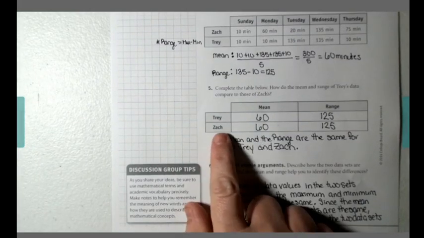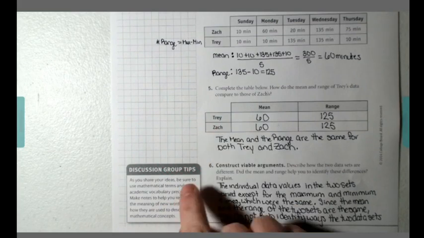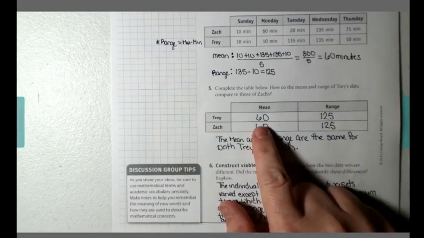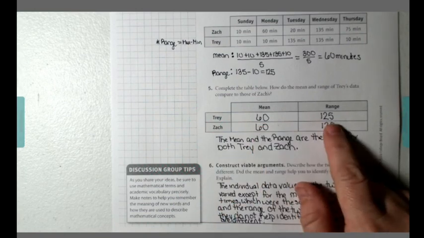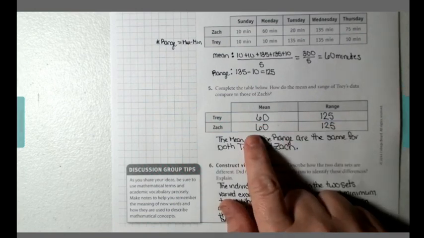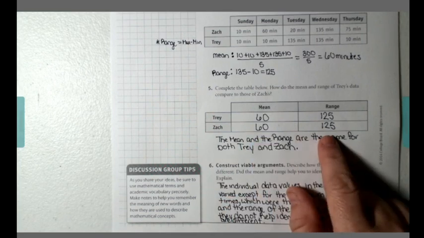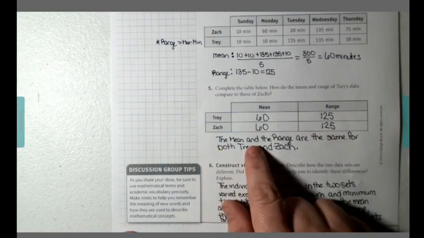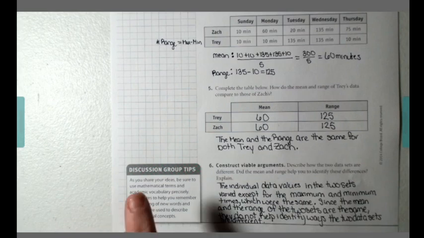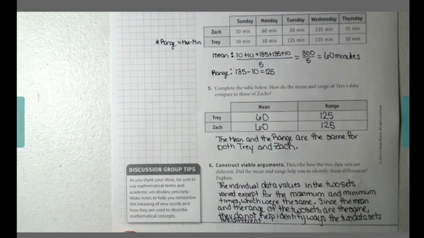So in question 5, it asked me to compare it. Well, Trey's data showed that the mean was 60 and the range was 125. We had already found Zach's mean on the previous set of questions. That was 60. And whenever I took its greatest and smallest value and subtracted them, it was also 125. So the mean and the range are the same for both Trey and Zach.